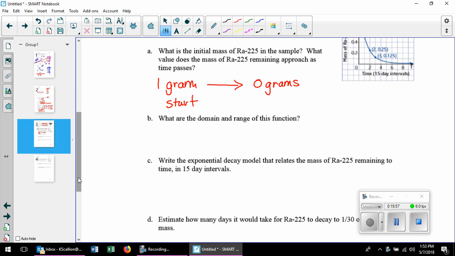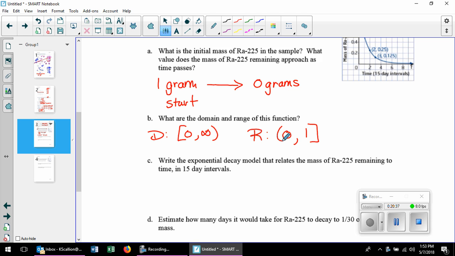What's the domain and range of this function? Let's start with domain. Inclusive or not inclusive? Inclusive. Does that make sense to everybody? Because t equals 0 is when we start. And then the range for this is going to be what? 0 to 1, inclusive of 1, but not inclusive of 0. Good job, guys. Good job.